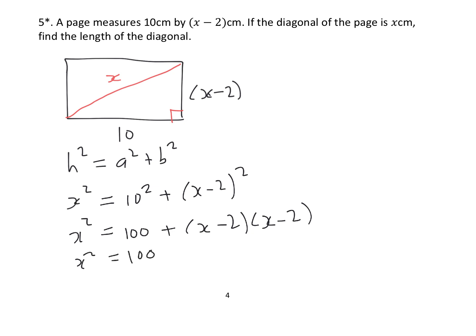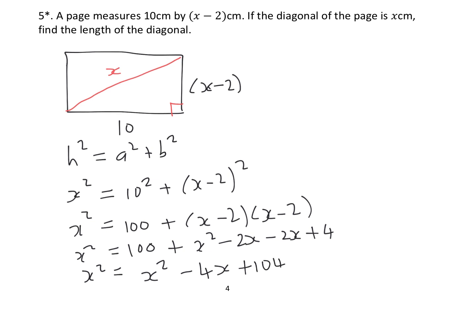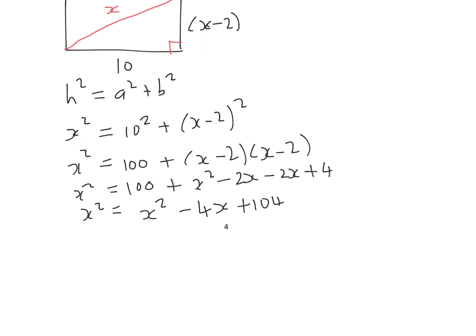If you expand out that bracket, you get x squared minus 2x minus 2x plus 4. If we tidy that up, we've got an x squared, we've got a minus 2x and another minus 2x, which is minus 4x. And we've got 100 plus a 4, which is 104. Now what you'll notice is that there's an x squared on both sides. So if you subtract x squared from both sides, they'll disappear.